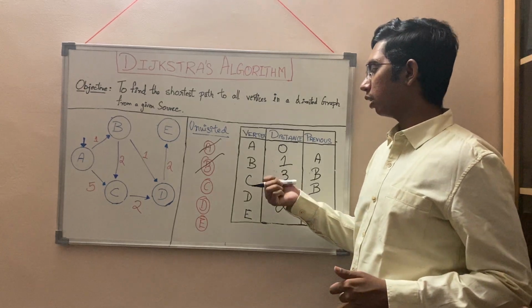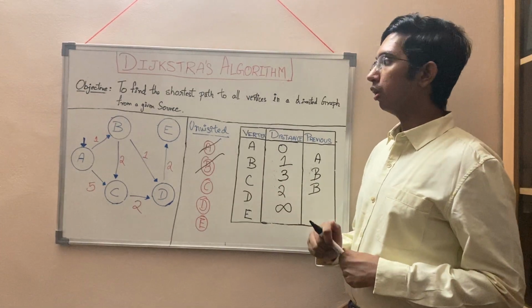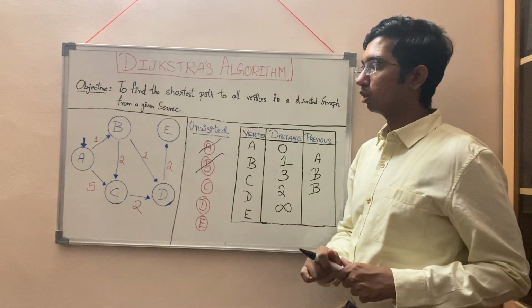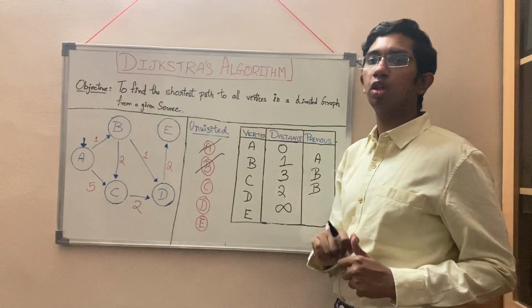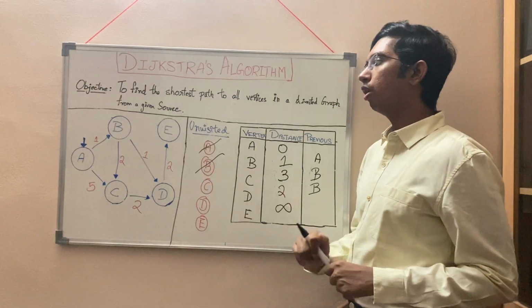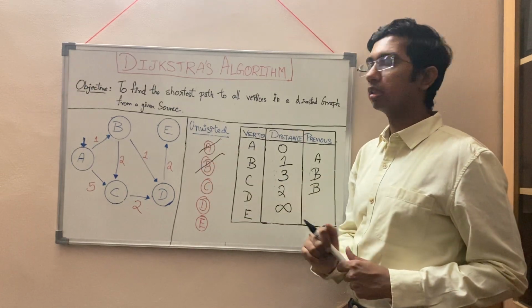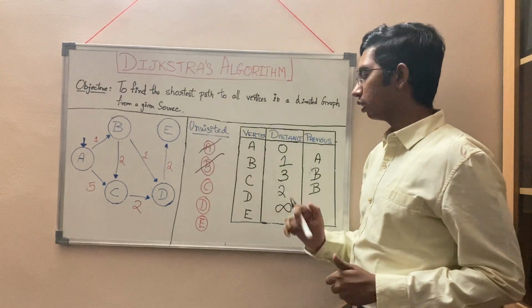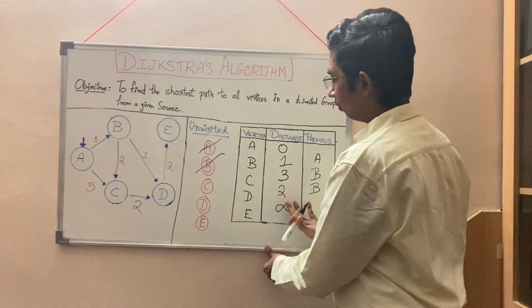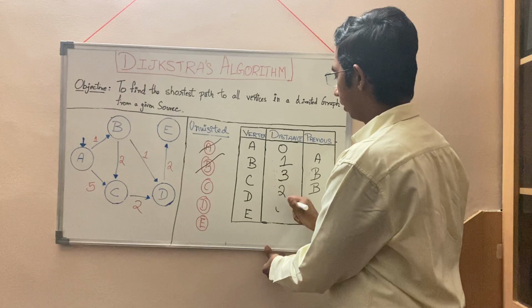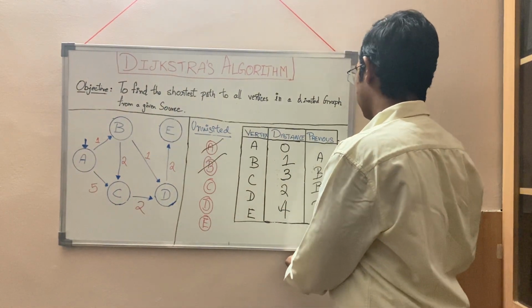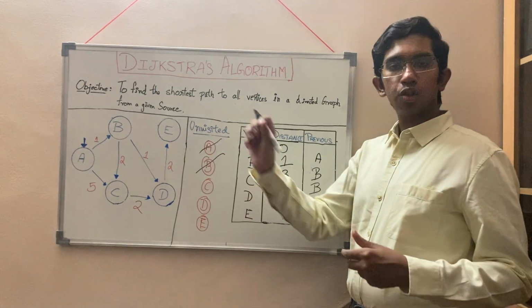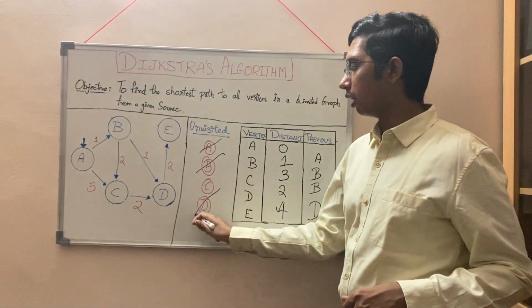So the next smallest vertex is going to be D with a distance of 2. D has only one neighbor, E. E is at a distance of 2 from D, and hence the distance for E from the source is going to be the distance of D, which is 2, plus the distance between D and E, which is again 2. So 2 plus 2, 4. So the distance of E from the source is going to be 4. With this new distance, we can also update the previous vertex as being D. D has no more neighbors, and hence we can strike it out from our unvisited list.